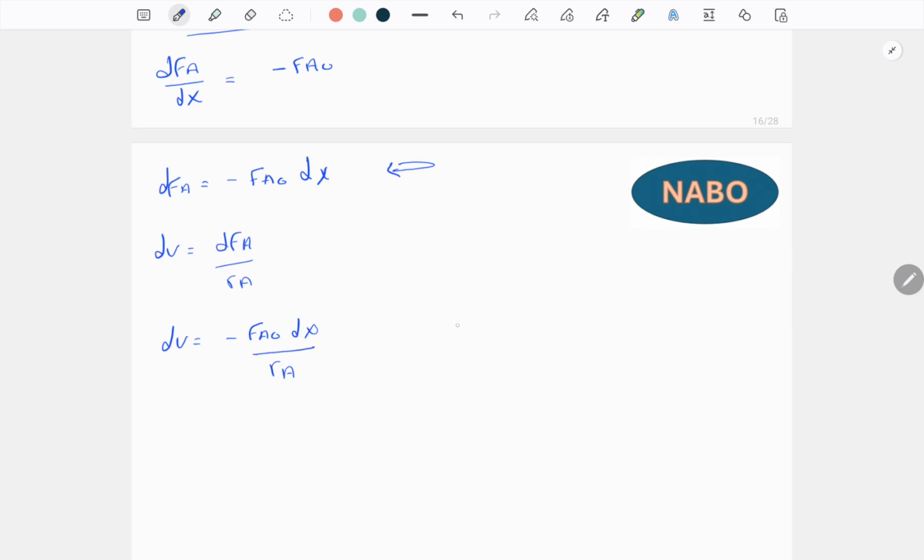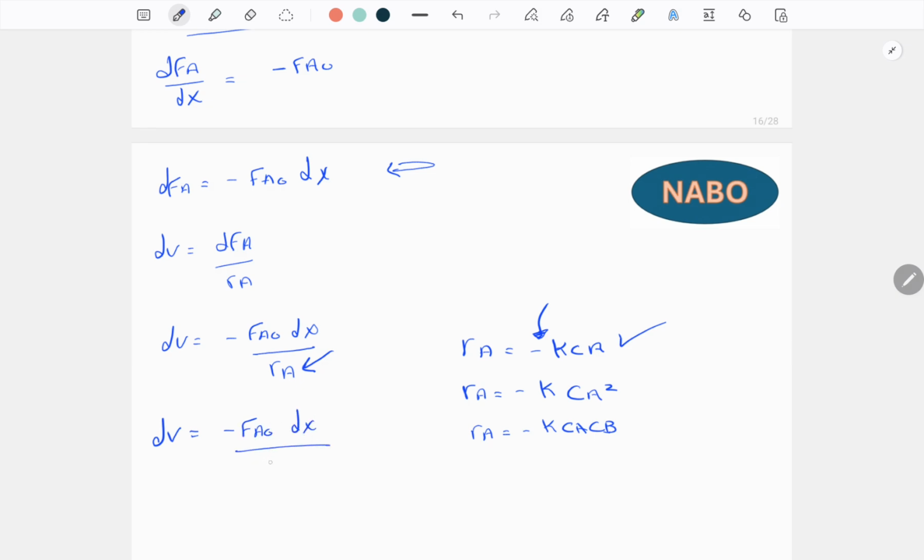Now the rate of reaction, as we said in the previous videos, could be first order, and the reason behind this negative is because A is a reactant which is being consumed. It could also be second order, and it can be a mix of reactants. For the sake of this video, we'll go with the simplest option, a first order rate of reaction, and sub it into our equation. Therefore, dV equals negative FA naught dX over negative k CA.